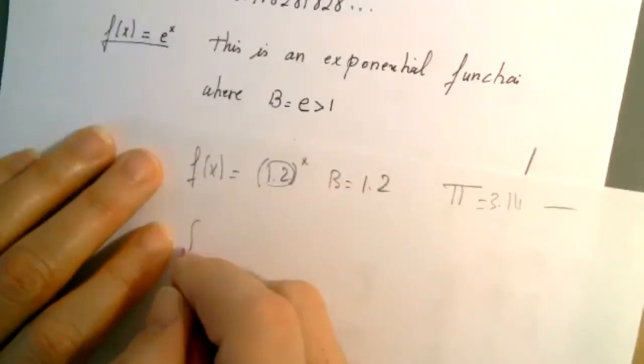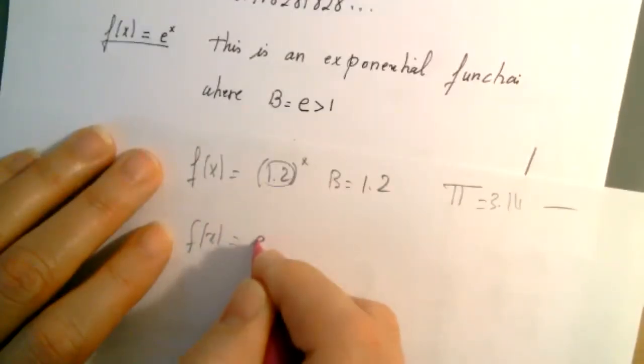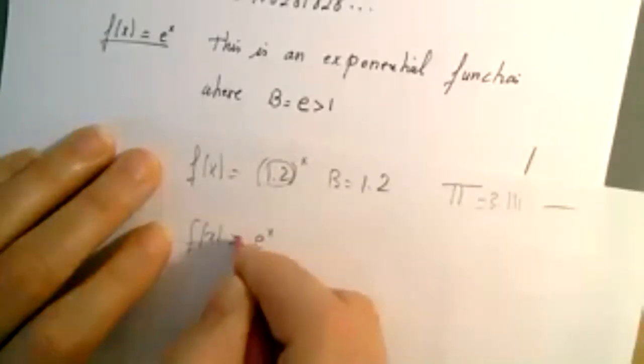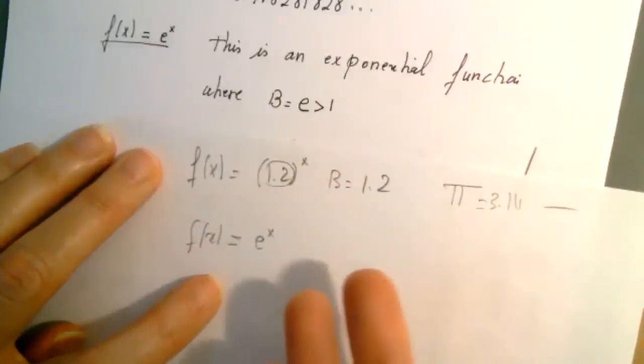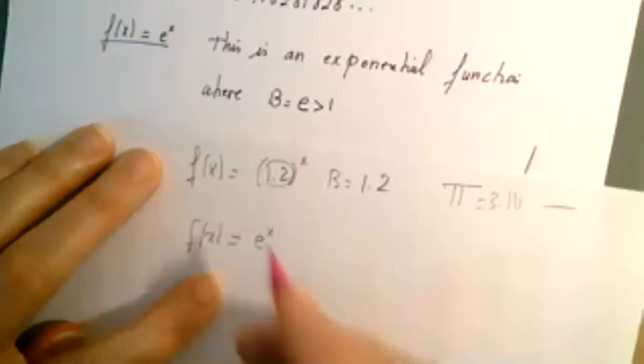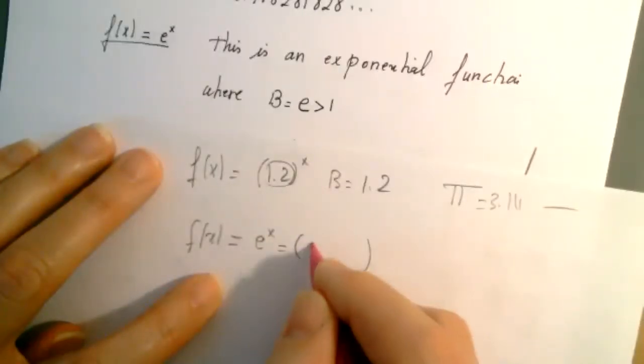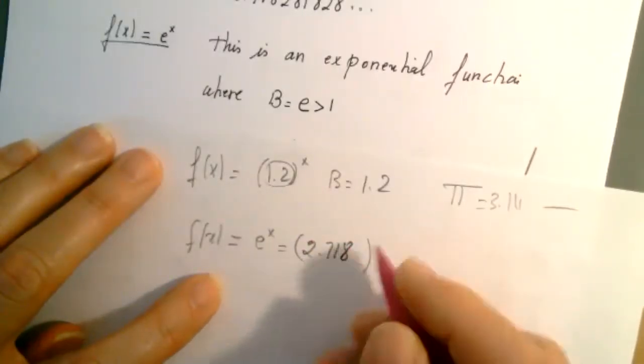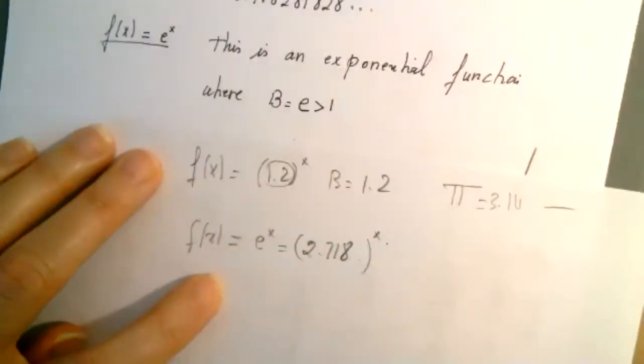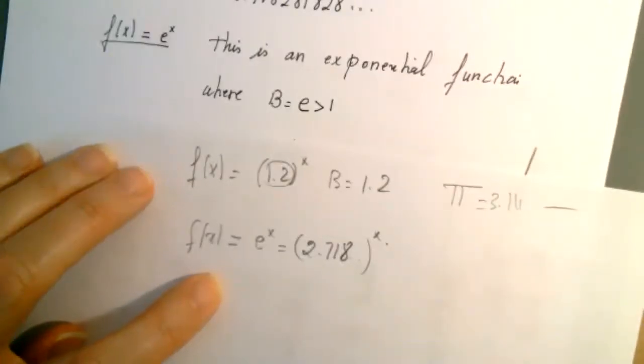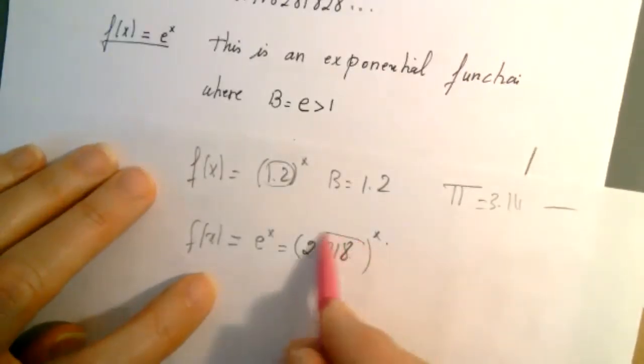So when somebody writes f of x equal e to the x, it really looks confusing because e is a symbol, x is a symbol, but it's not. It means basically 2.718 to the x. That's exactly what it means. So it's nothing more than a number, and that's crucial to understand. Very crucial. That is not a symbol, it's a number.